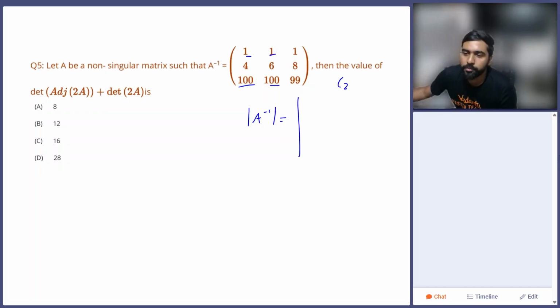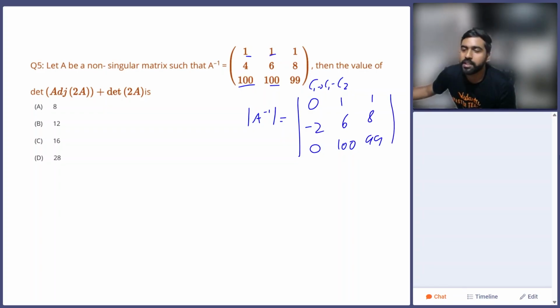Let's go for column 1 becomes column 1 minus column 2. Let's subtract it. So you'll have 0, minus 2, 0. Then 1, 600, 1, 8, 99 over here. So expand about column 1. Expanding about column 1, minus of minus, because the cofactor will have a minus sign. So 2 into 99 minus 100. That is minus 2 is the determinant of A inverse.